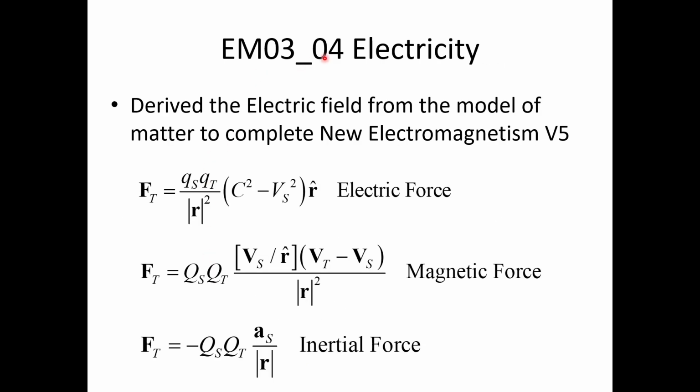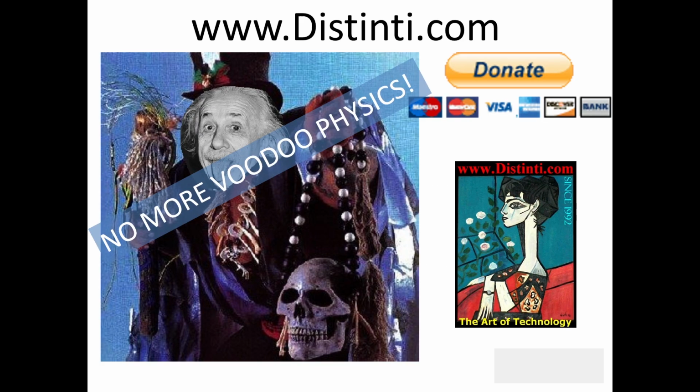And then in the 4th video of the electrogravity series, we derived the electric field, and this was the coup d'etat, the electric field from matter to complete new electromagnetism V5. So there's Coulomb's model, but modified, because we don't have an electric field from matter unless the pretons, the system, is spinning. So if an electron stops spinning, it stops producing an electric field. That's what this says. It'll still have a magnetic field, and this is very important because it shows that the electric field is a derivative of the magnetic and the inertial force fields. Thank you. No more voodoo physics.